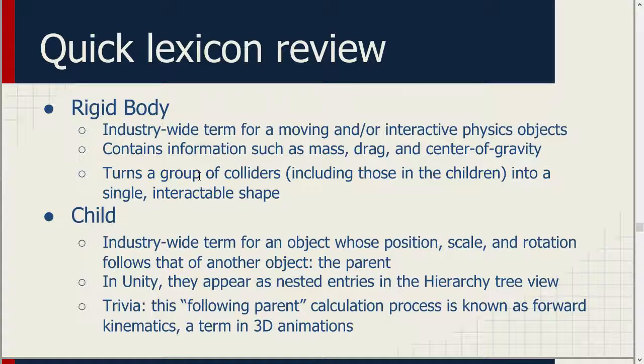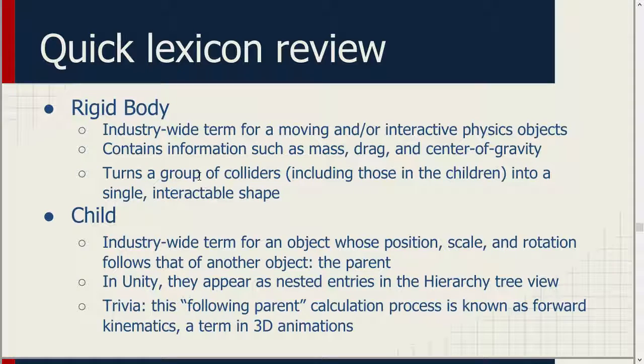You can turn a group of colliders into a rigid body by simply placing the rigid body in the parentmost object. And in doing so, everything starts acting as if they're one single interactable object. Child, and parent for that matter.